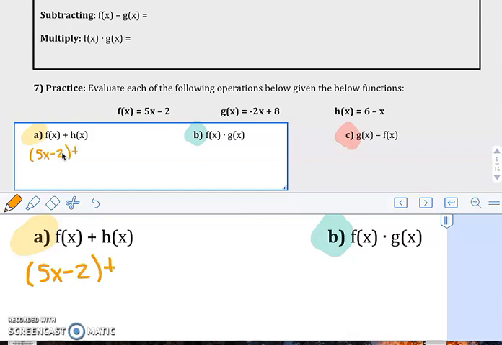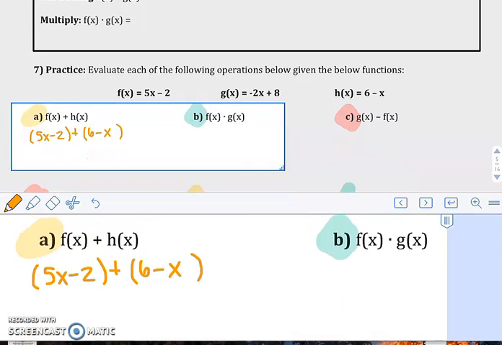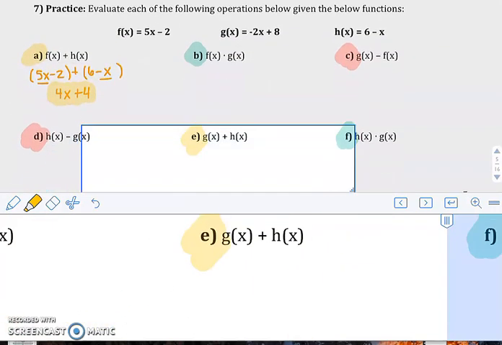Bring down the plus sign. And then the h function is 6 minus x. So see, you need to pay attention to which ones it's actually asking you to add together. But then just combine or add what you can. So 5x and negative 1x will be 4x. Negative 2 plus 6 will be 4. So that's it. Let's look at the other adding one.